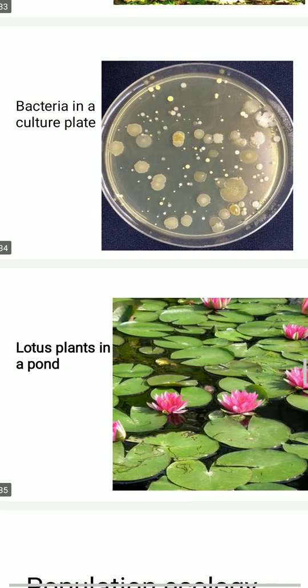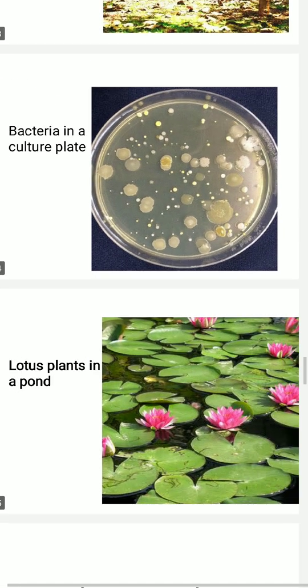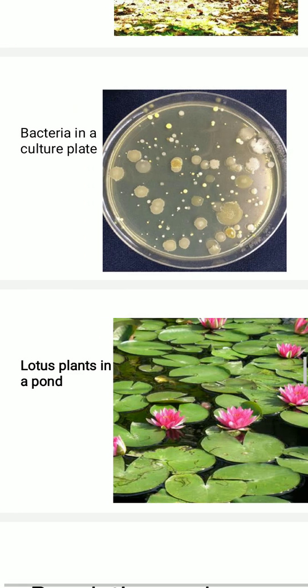And the next example, can you count the number of lotus in a pond? No. It will be present in large numbers. So here, these are some of the examples of a population in a given area.